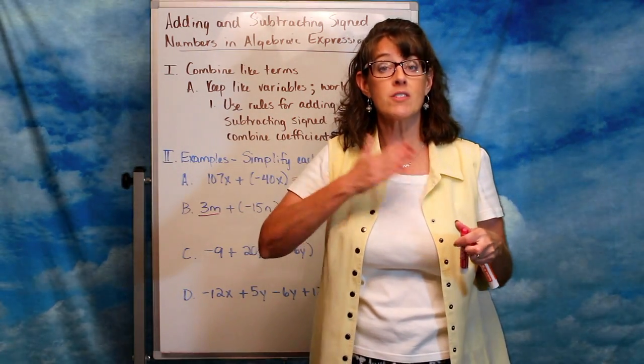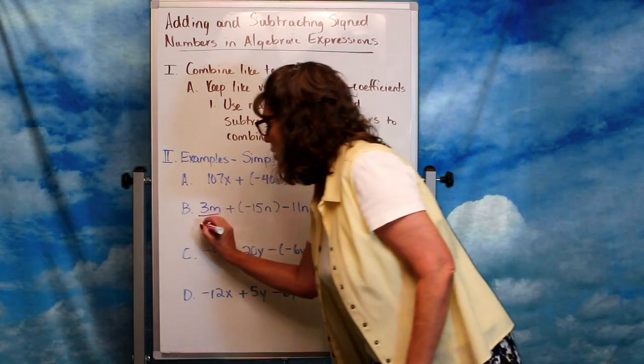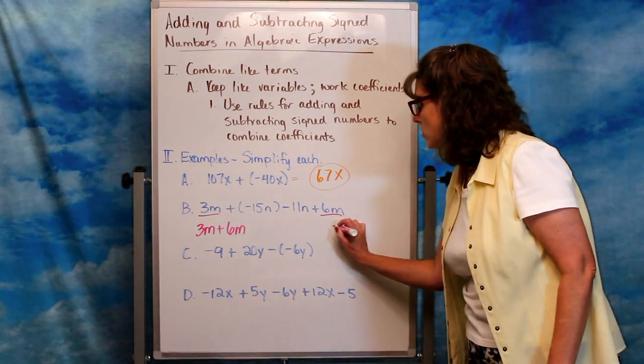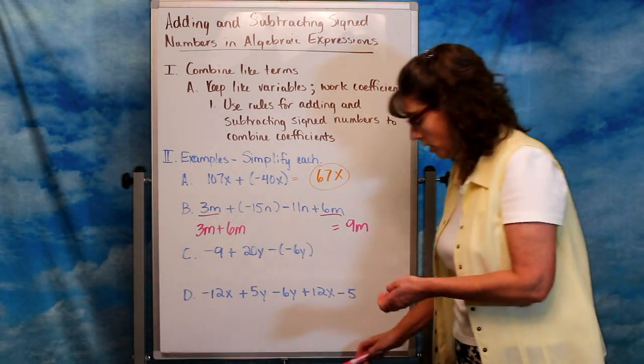So sign in front is the sign that goes. This is a positive 3m and a positive 6m. So I'm going to put those two together like so. And when I do, 3m and 6m will give me a 9m. Now, where are the other like terms?